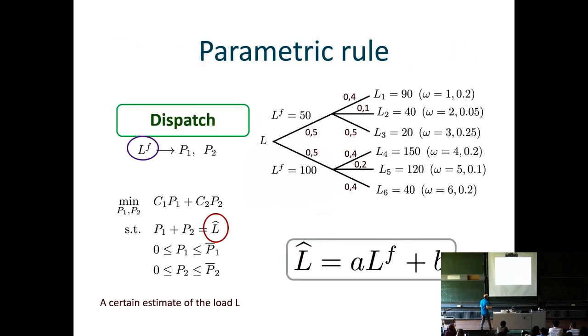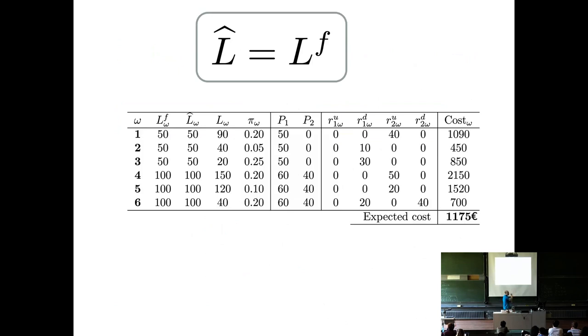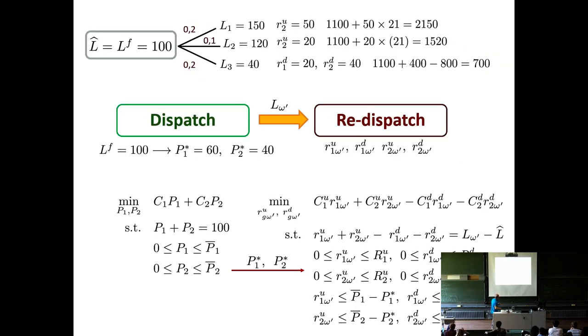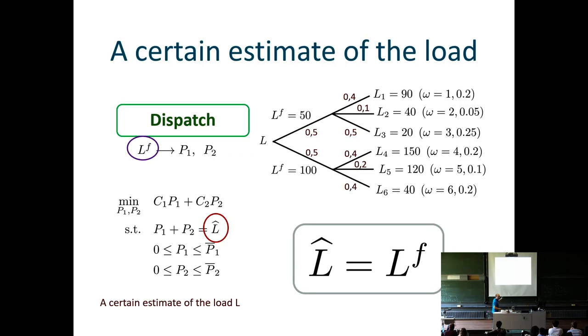Yes, this is the total cost. It's the expected total cost when you compute all the possible things that can happen based on this tree here. Based on this tree, which is reality, for us it's the reality, we do all the possible combinations of what can happen, we do the average, and that's the cost that we get. Okay, yes?